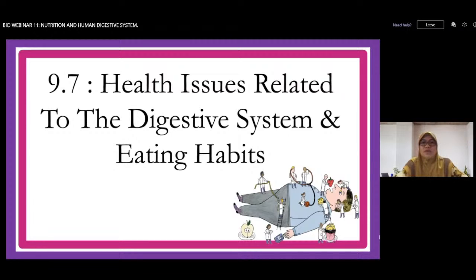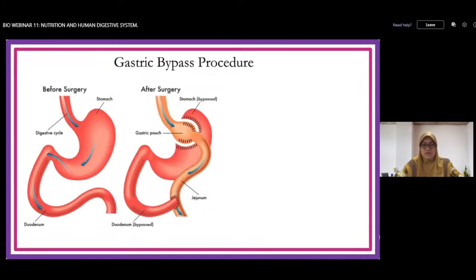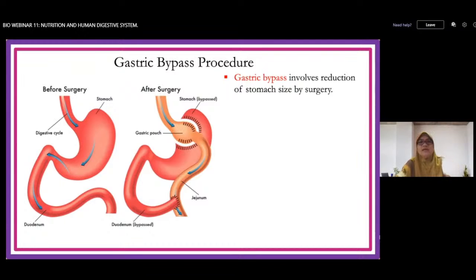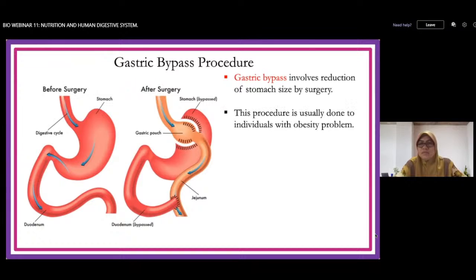Next. Okay, health issues related to the digestive system and eating habits. Yang ni pun penting juga sebab cikgu tengok banyak soalan pasien ni banyak berkaitan dengan soalan ni ya. Gastric bypass procedure. Gastric bypass procedure actually bahasa Melayu dia bypass ni shortcut lah kan. Kalau kamu tengok gambar rajah ni, gastric bypass involves reduction of stomach size by surgery. Buang sikit bahagian perut tu ya.